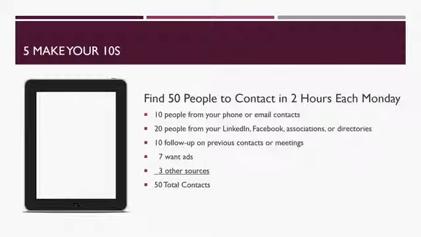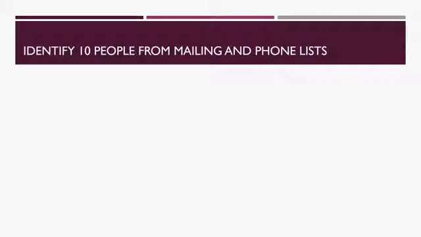Now we're going to talk in this section of the course about finding 50 people to contact in 2 hours each Monday. That's 10 people from your phone or email contacts, 20 people from your LinkedIn, Facebook, associations, or directories, 10 who are already on your list because you've already contacted them and you're just reconnecting, and then 7 from want ads, and 3 from any other source. That's 50 people total a week, and you can identify all of them in just 2 hours. To do that, you're going to do the following.